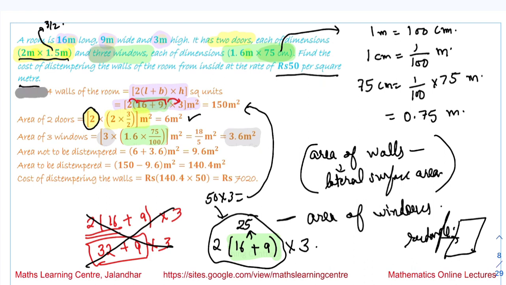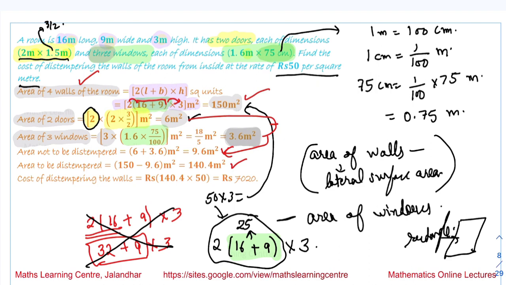So what we have now is, area of 4 walls of the room is 150 meter square. Area of 2 doors is 6 meter square. Area of 3 windows is 3.6 meter square. Now the area which is not to be distempered is 6 meter square plus 3.6 meter square. Adding these two values we get 9.6 meter square. So the area of the walls that is to be distempered is 150 meter square minus 9.6 meter square, and the answer we get is 140.4 meter square.